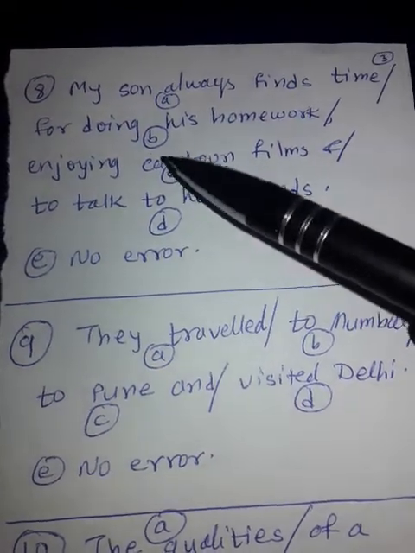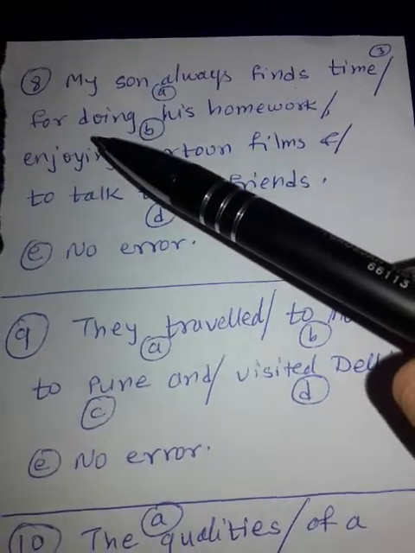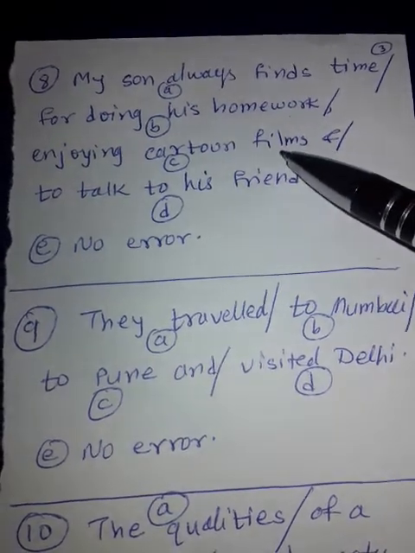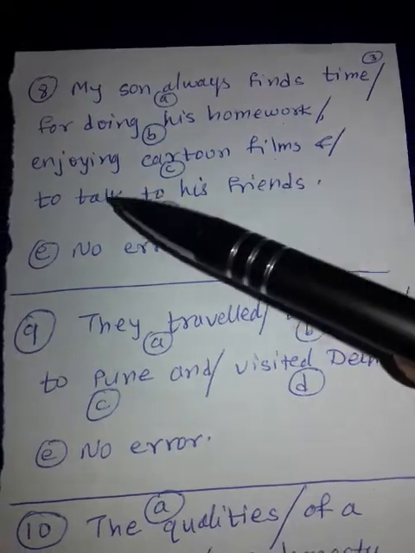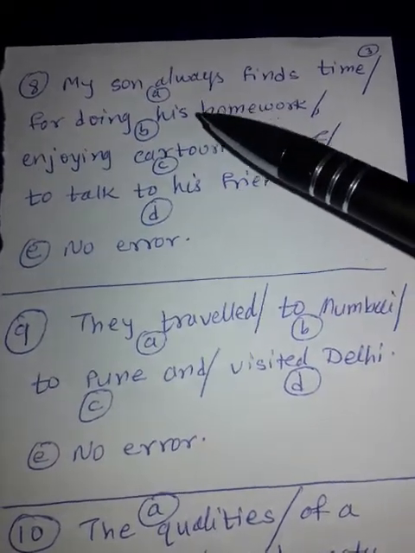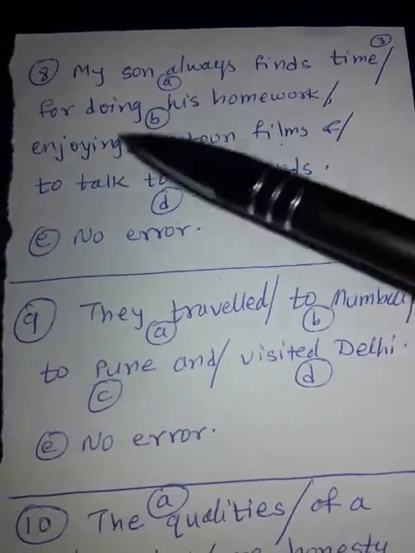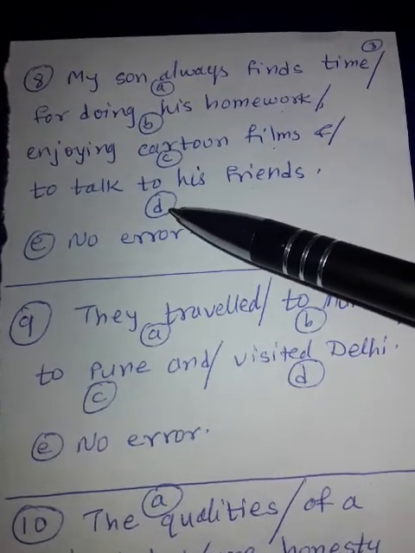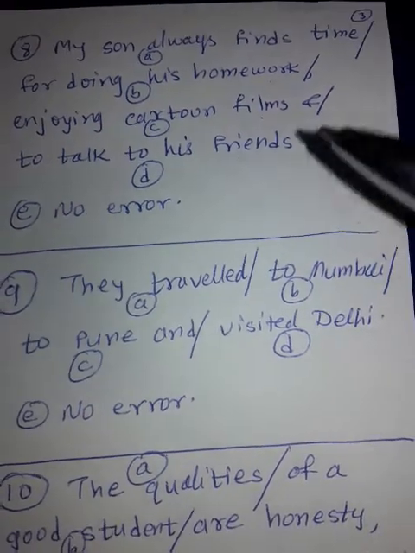What is meant by this? Look here. For homework, the verb used is doing homework, enjoying films. So here it should be talking to his friends, not to talk to his friends. This is wrong. The verbs should go parallel. If it is doing here, enjoying here, then it should be talking. So the mistake lies in part D. This is a parallelism type of error.